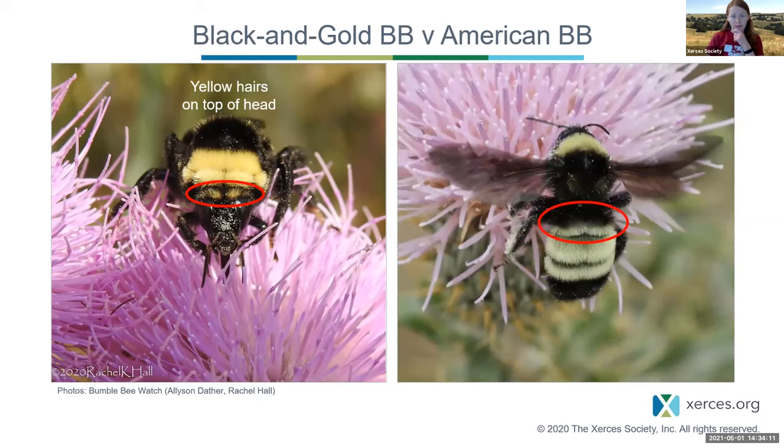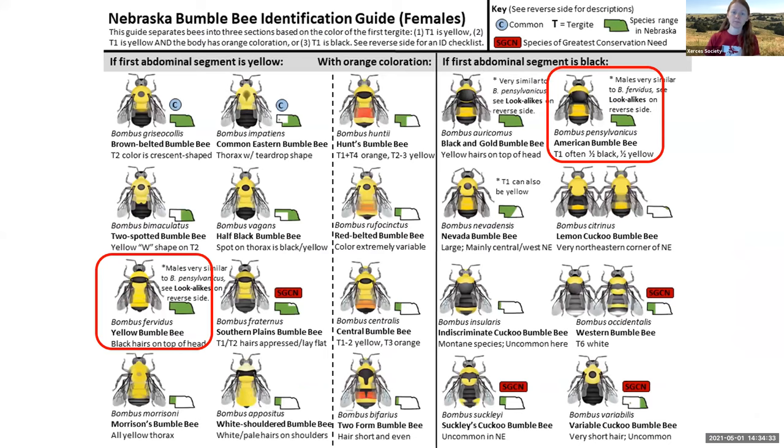And then that half black and half yellow T1 that Doug also mentioned is a very good characteristic in Nebraska. The American bumblebee has this half and half, whereas black and gold can be black. The males can have yellow. So make sure you're getting these two features in your photos if you think you have one of these bees.